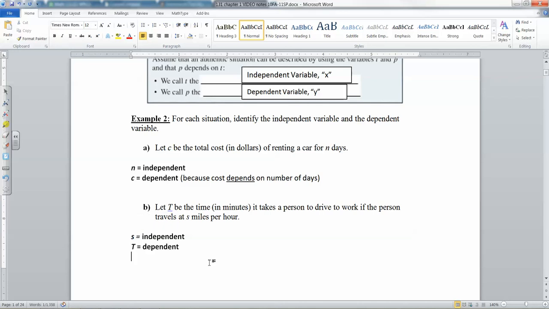Cool. Now, I'm going to tell you that detecting the difference between dependent and independent can be a little tricky. So what you want to do is think to yourself, which one depends on the other one. It's kind of weird, but you want to look for the dependent first, because the time it takes to get to work will depend on how fast she's driving. Cool? Or he's driving. It doesn't say.